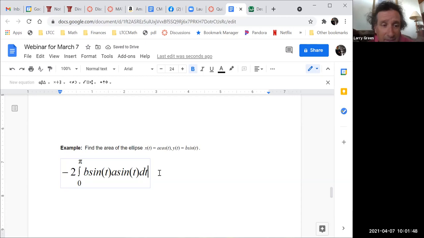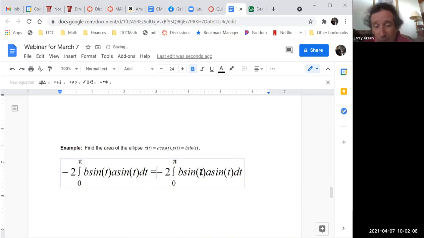Anyone lost on this? Any questions? Okay, I'm going to clean this a little bit, actually a lot. And I'm going to do a few things. One, I'm going to pull the a and the b out, so I can write it as a negative 2ab. The other thing I'm going to do is realize I have a sine of t times sine of t, which is sine squared of t.